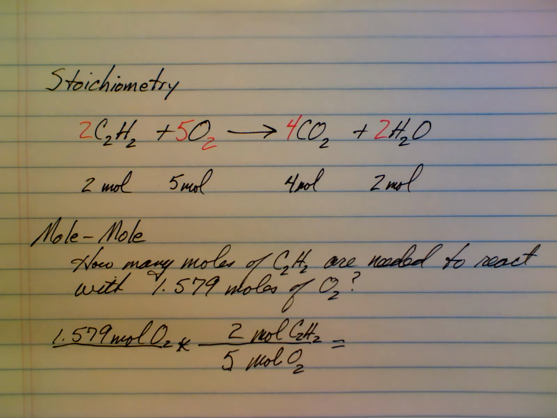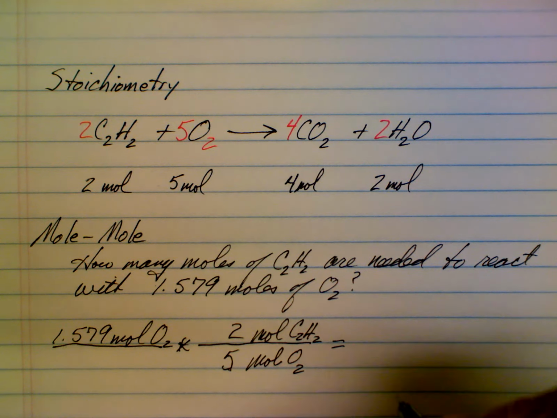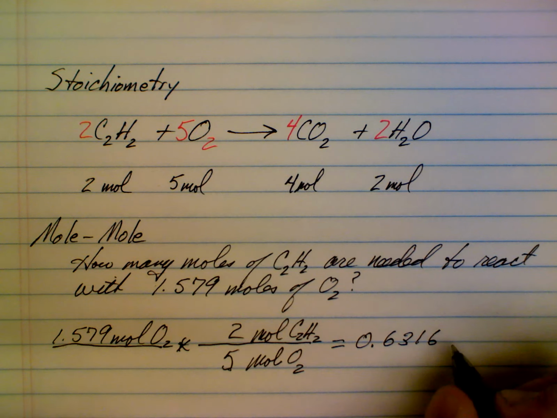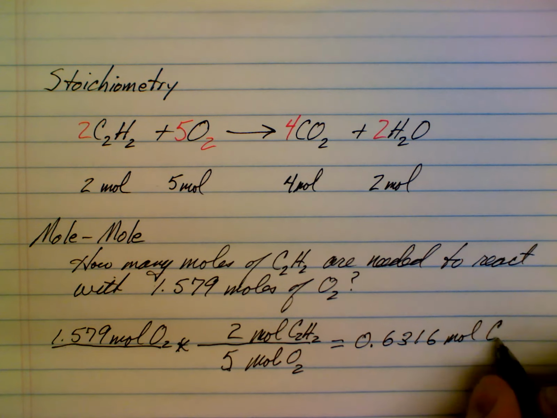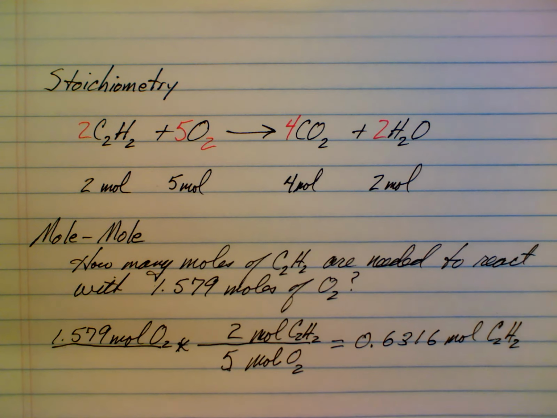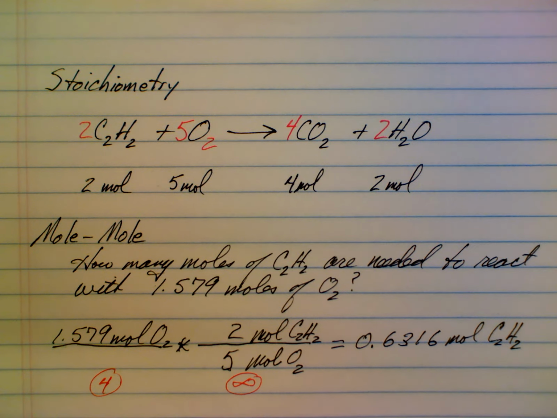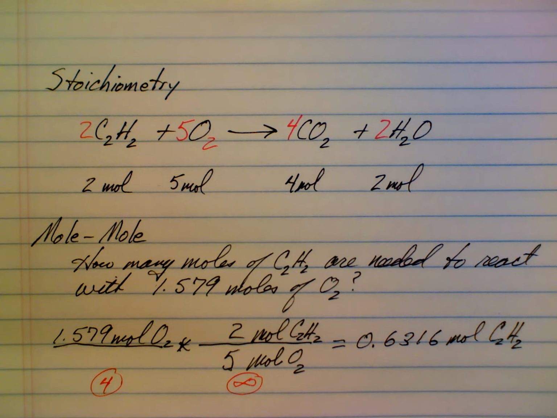We punch it in our calculators. So we have 1.579 times 2, divided by 5, and I get 0.6316 for my answer in moles of C2H2 acetylene. And for significant figures, here we have 4 significant figures in this one. Here we have an infinite number of significant figures since it's an exact relationship. So we get to keep 4. So our answer is 0.6316, our final answer. So that would be a mole-to-mole calculation for that.